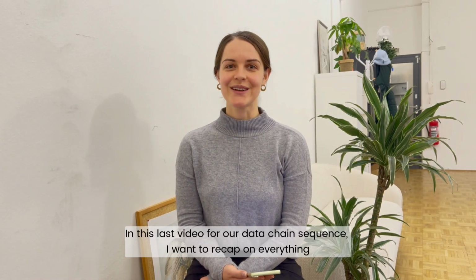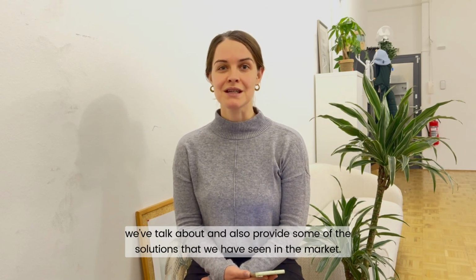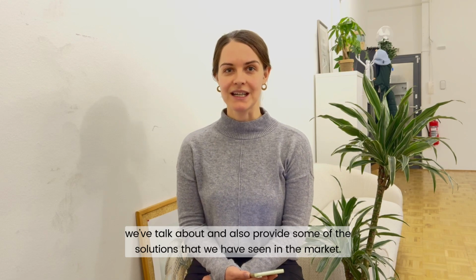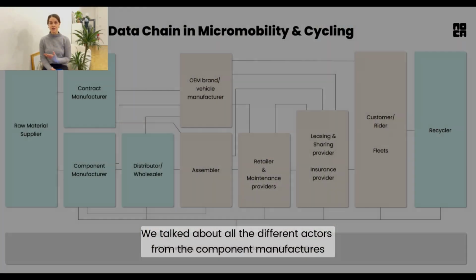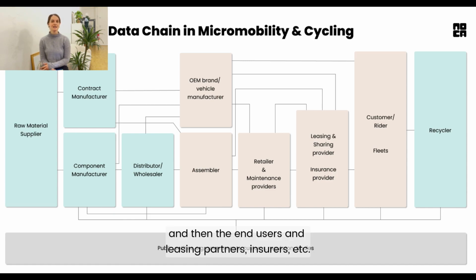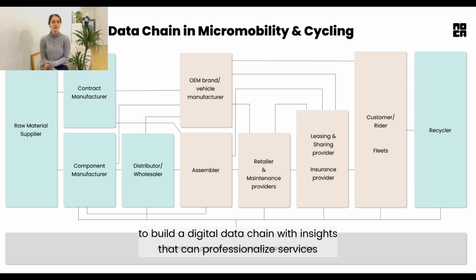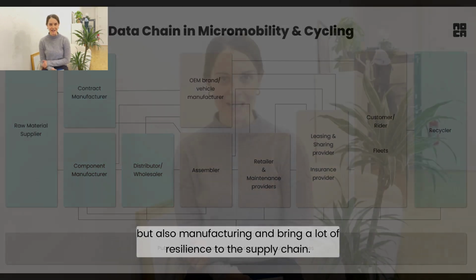In this last video in our data chain sequence, I want to recap on everything we've talked about and also provide some of the solutions that we have seen in the market. So let's start with the data chain that you can see again here. We talked about all the different actors from the component manufacturers to the OEM vehicle manufacturers and then the end users and/or leasing partners, insurance, etc. that need and use data and also provide data that can help the industry to build a digital data chain with insights that can professionalize services, but also manufacturing and bring a lot of resilience to the supply chain.